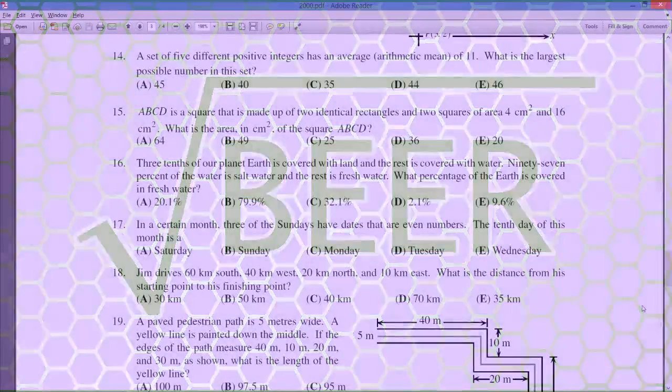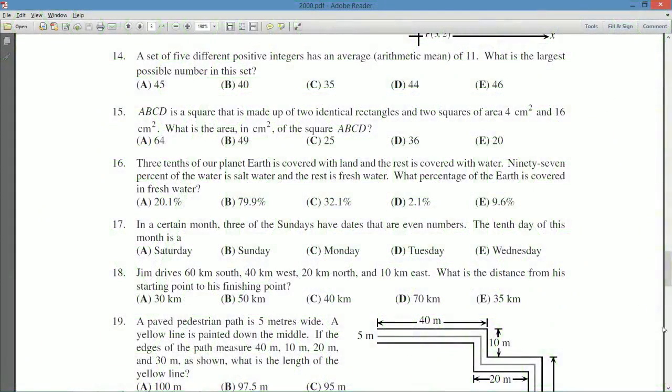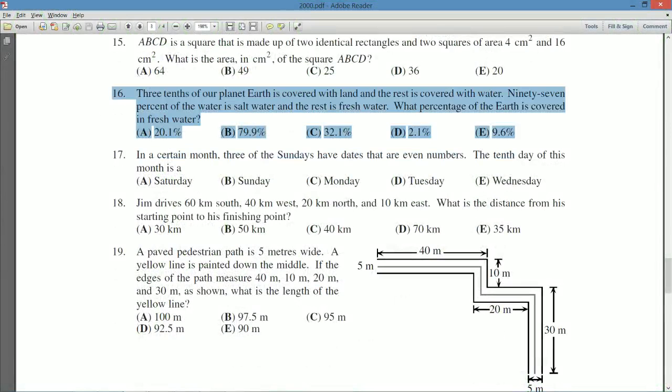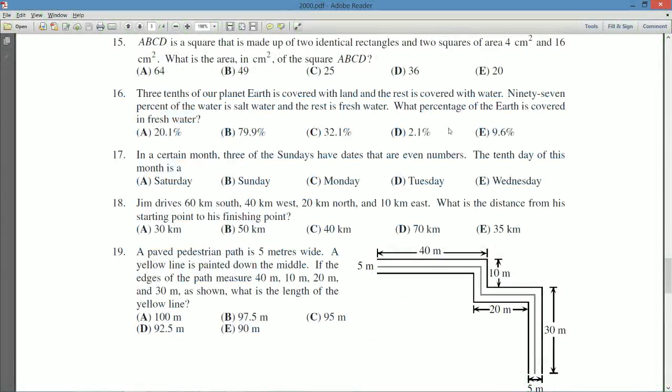We're doing the grade 8 Gauss from the year 2000, and we're up to question number 16. Alright, so what does question 16 say? 3/10 of our planet Earth is covered with land, and the rest of it is covered with water. Okay? 97% of the water is salt water, but the rest is fresh water. What percentage of the Earth is covered in fresh water?